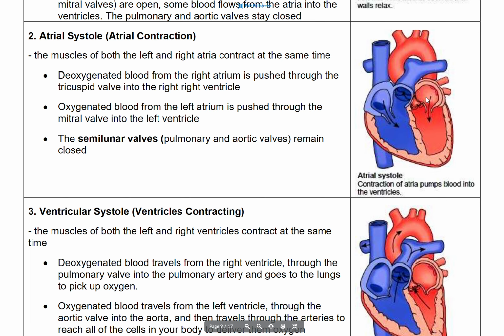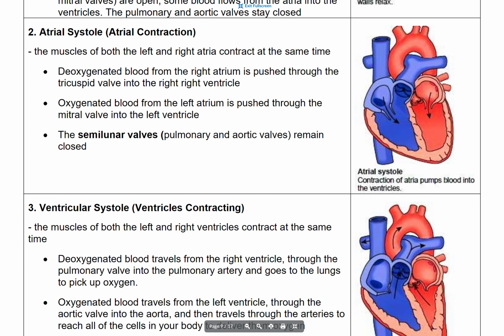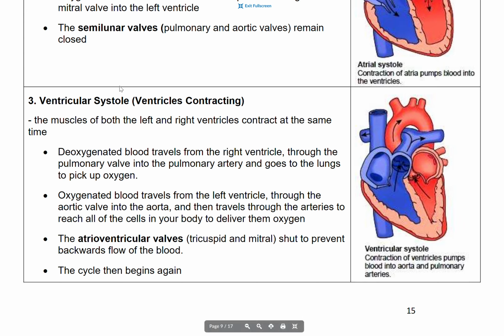So now the atria are empty, the ventricles are very full, and it is time for the ventricles to contract and push the blood out into the blood vessels. This is ventricular systole, when the ventricles contract. The muscles of both the left and the right ventricles contract at the same time. Deoxygenated blood travels from the right ventricle into the pulmonary artery. So this pulmonary valve is going to open, and the blood is going to be pushed out.